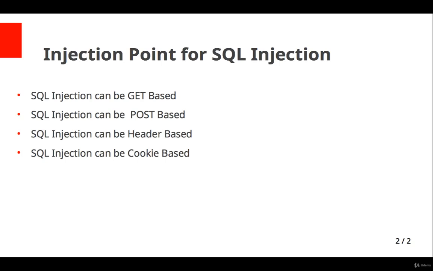Let's talk about injection points for SQL injection. To execute a malicious SQL query against a database server, an attacker must first find an input within the web application that is included inside of an SQL query. Basically, you have to find an input parameter that is executing, or may execute, any SQL query. SQL injection can be GET based, POST based, header based, even cookie based.